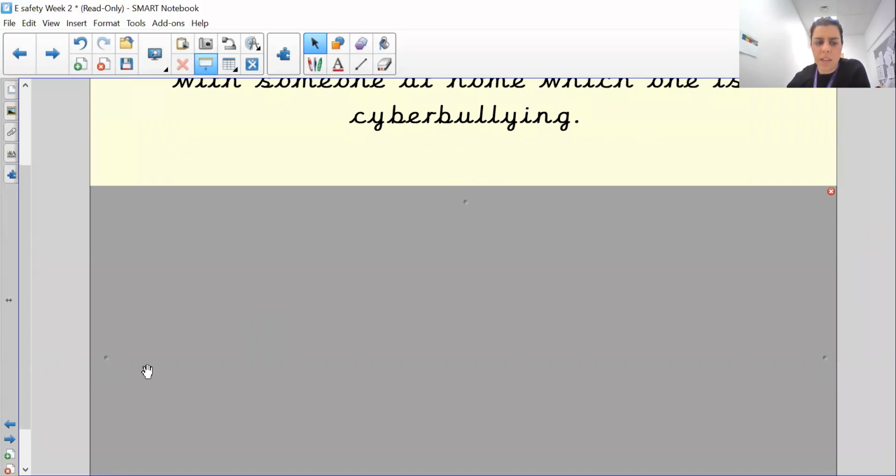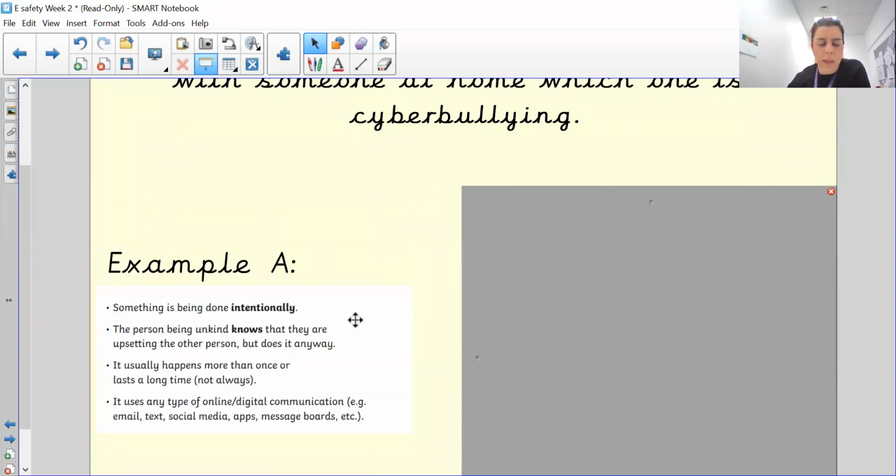So my first example, A, is something being done intentionally. So it's being done on purpose, like we've just said. The person being unkind knows that they are upsetting the other person, but does it anyway. It usually happens more than once or lasts a long time. And it uses any type of online or digital communication. For example, it could be an email, a text, social media, or a message board like on our Teams.